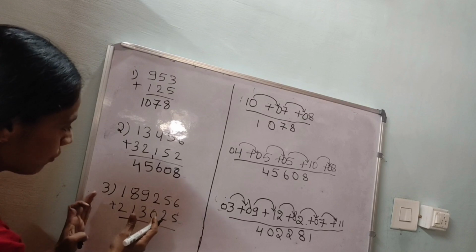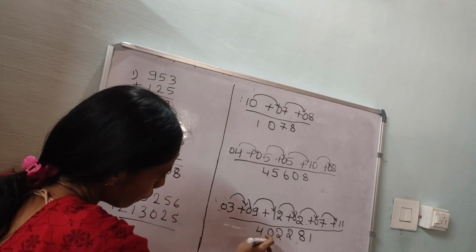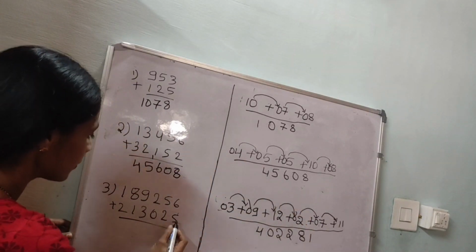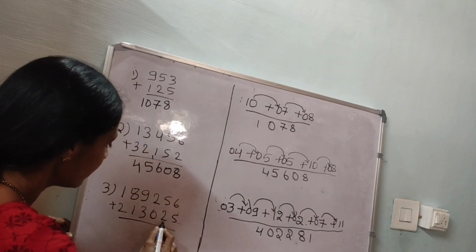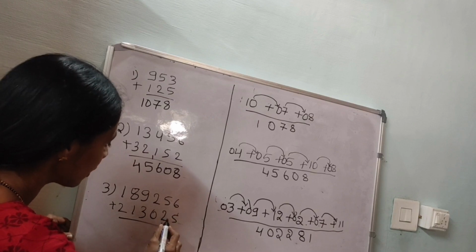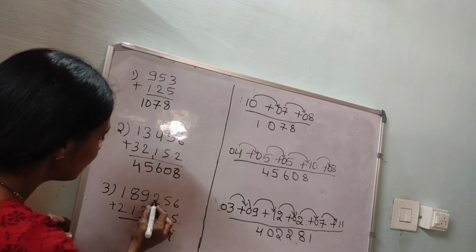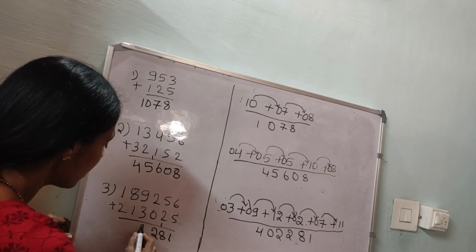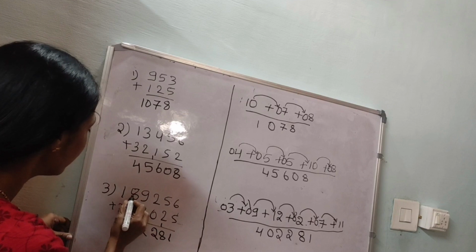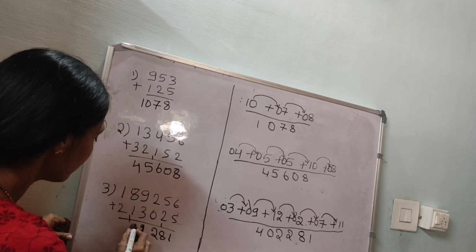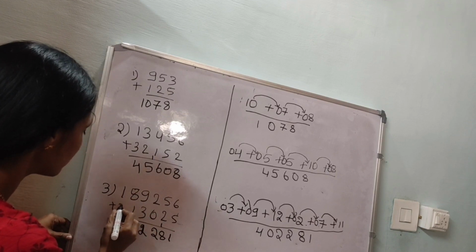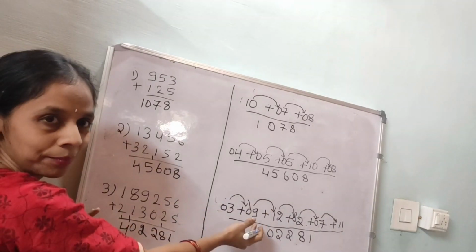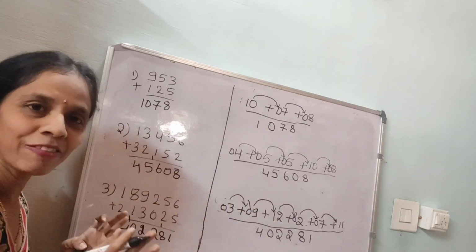So the result of this sum is 4,02,021. Check it. 6 plus 5 is 11. 1 carry. 5 plus 2, 7. 7 plus 1 is 8. 2 plus 0 is 2. 9 plus 3 is 12. 2 as it is, 1 is carry. 8 plus 1, 9. 9 plus 1, 10. 0, 1 carry. 2 plus 1, 3. 3 plus 1, 4. These two are the same. This way we add very easily.